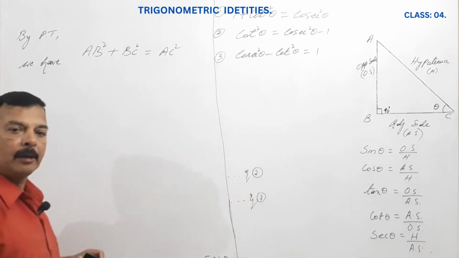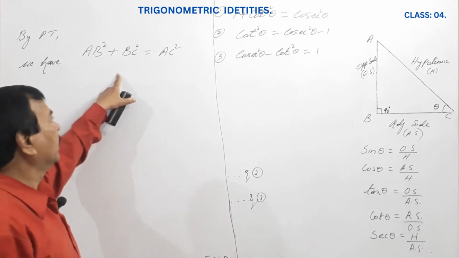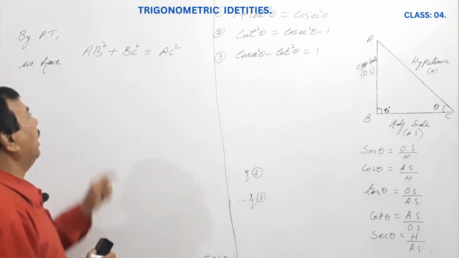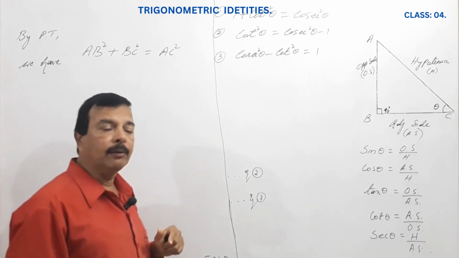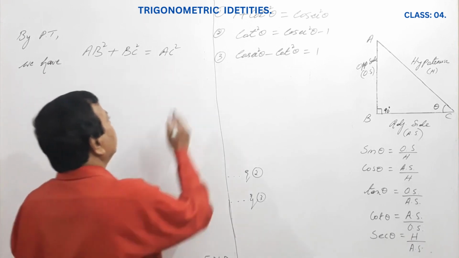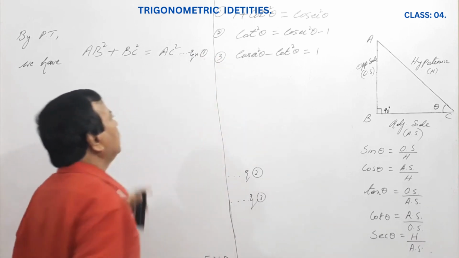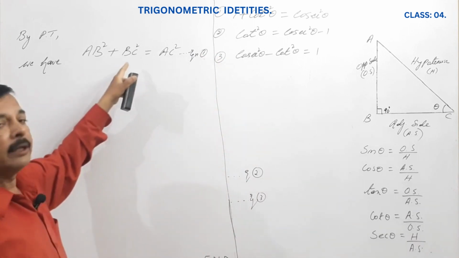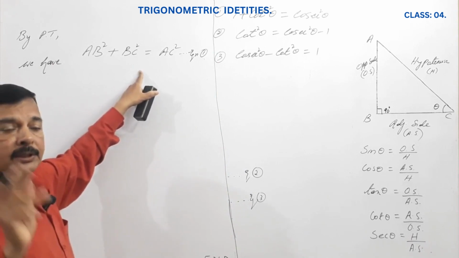Now, this is our Pythagoras theorem. In the earlier case, we divided this Pythagoras theorem throughout by AB square. Now, what I will do is, I will divide this equation 1 throughout by BC square. Instead of AB square, I will divide this time by BC square.